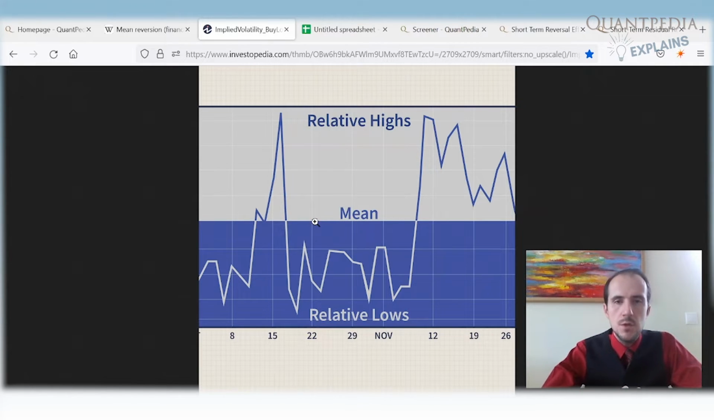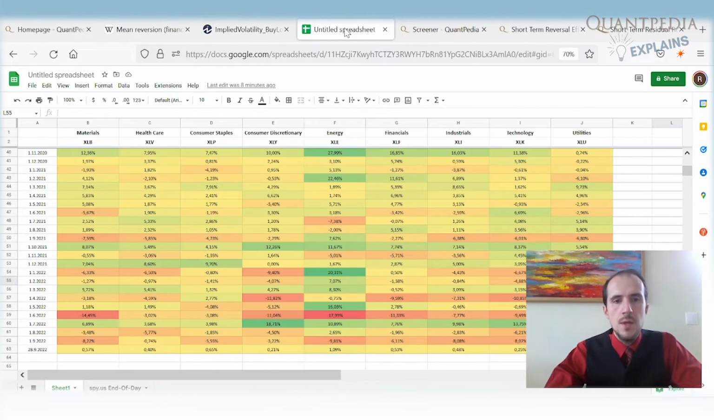That's time series mean reversion, but I will not discuss this type of trading. I will leave that for another video. We will discuss cross-sectional mean reversion. What does cross-sectional mean reversion mean? So let's imagine that we have an investment universe that consists of multiple assets. In our case, I just selected 9 sector ETFs: materials, healthcare, consumer staples, consumer discretionary, etc.